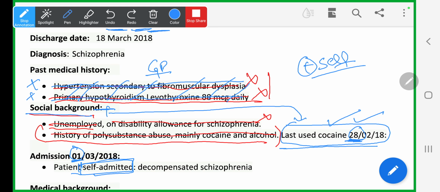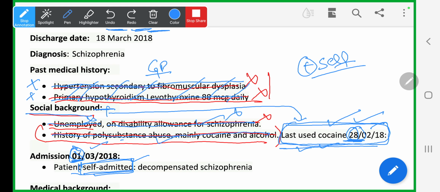With reference to social background, unemployed is not important because the GP already knows. This is also not important. History of substance use: if we were not writing this letter to the GP, these details would be quite important. But as we are writing this letter to the GP, no need to mention that. However, look at this history, last cocaine use. Now this is critical. The date, sometimes we ignore that. The patient had her last cocaine use a day before her admission, because this is 28/2, and on the next day she self-admitted herself. So we should not miss anything.